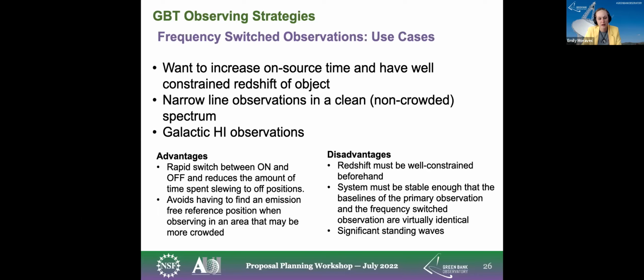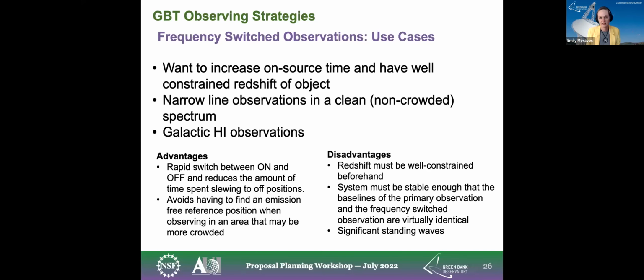So that helps. So if you have narrow line observations in a clean, non-crowded area, this is a good time to use that. A good time to use this is these galactic H1 observations where there's a lot of galactic H1 everywhere. So there, it's hard to find a place to actually move the telescope to derive reference data. There are advantages and disadvantages.